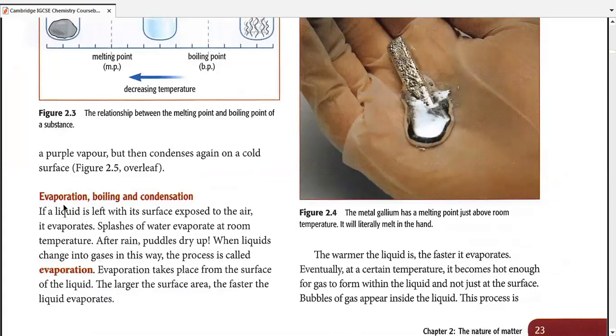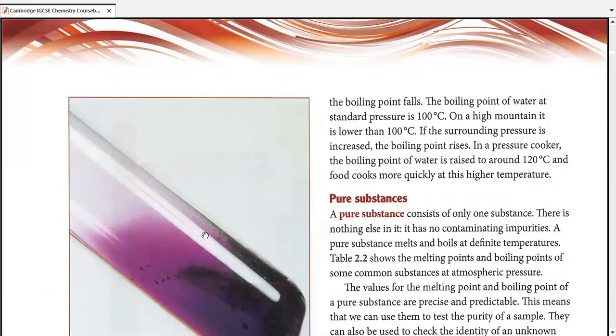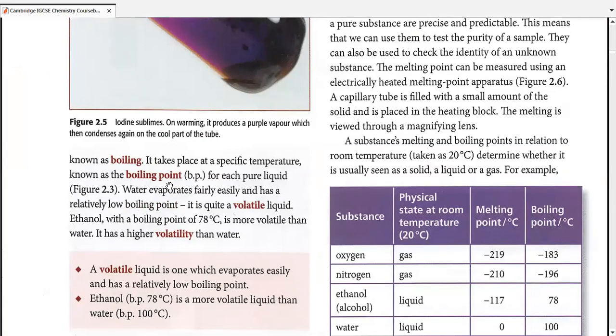When we were discussing evaporation, we were discussing a liquid that is exposed to air. It starts evaporating. That evaporation may occur at room temperature or any other temperature, right? But when we were talking about boiling, we said that boiling occurs when the bubbles of gas appear inside the liquid, and this process is known as boiling, and it takes place at a specific temperature. That's the biggest difference. Boiling takes place at a specific temperature, which is known as the boiling point. However, evaporation may occur at any temperature.